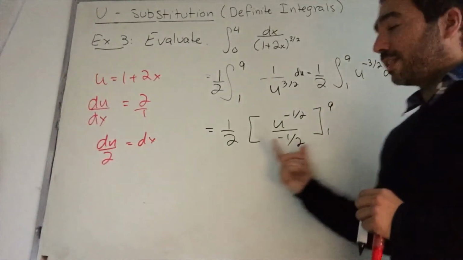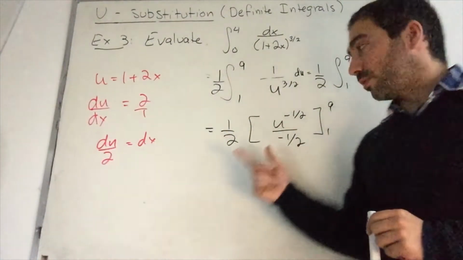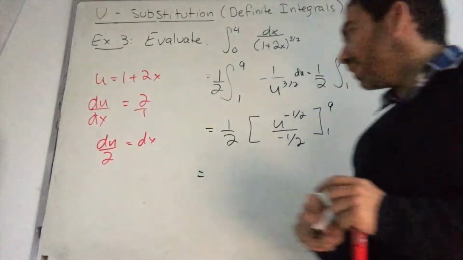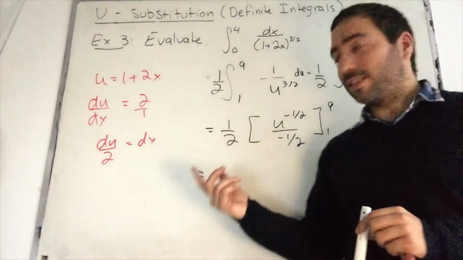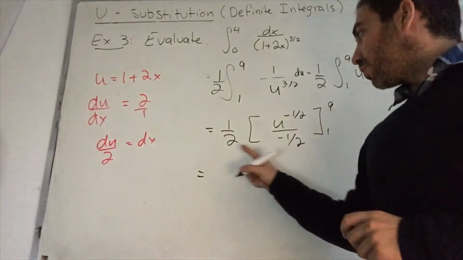Alright, this is a definite integral, so again, there's no plus c. You're using FTC part 2. You're evaluating it at the upper bound and the lower bound. And since it's a definite integral, we don't have to go back in terms of x in this case, because we're just going to substitute our boundaries. Okay. So let's simplify this.